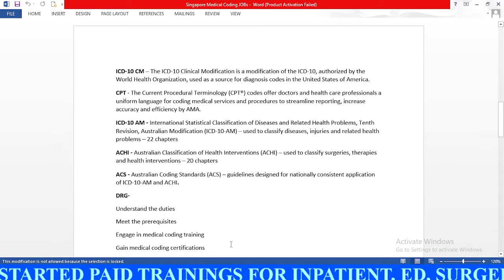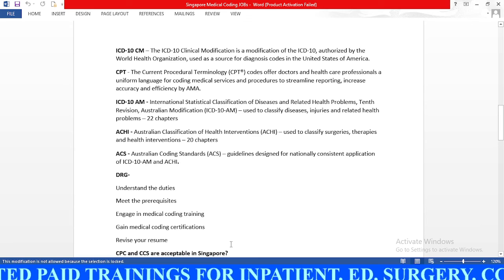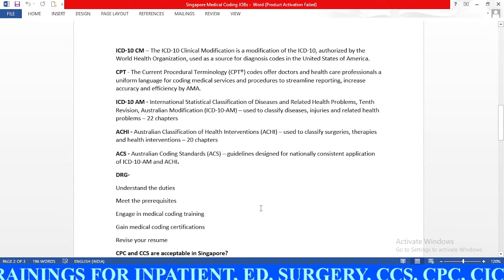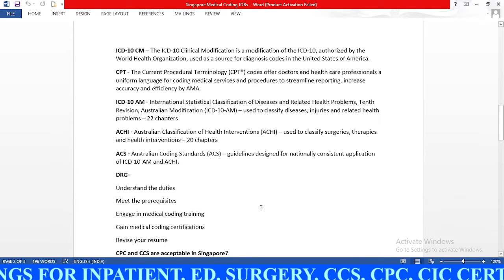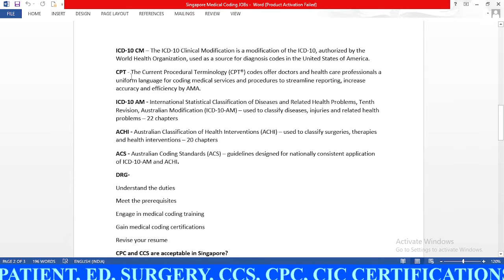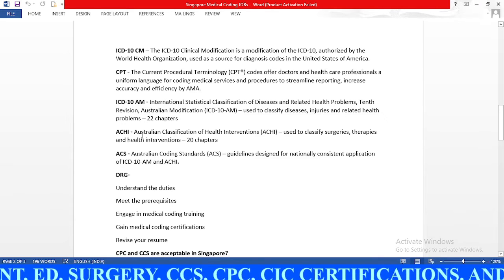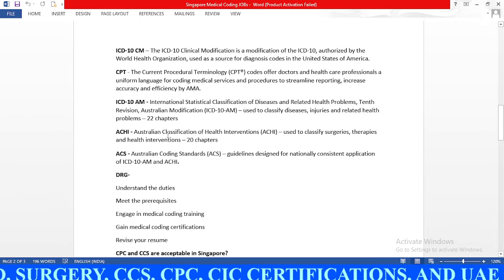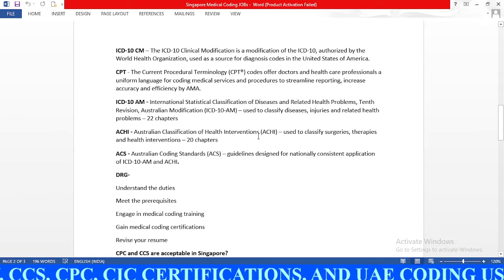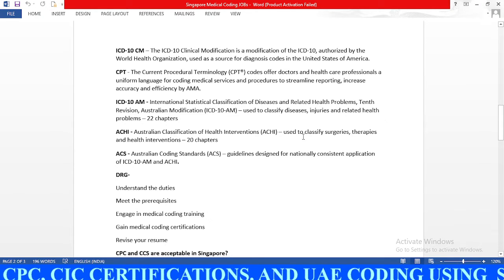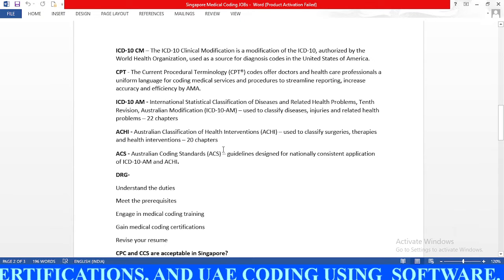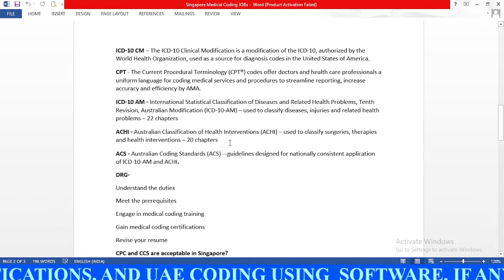Next one is ACHI, which is the Australian Classification of Health Interventions. In the US we use CPT, and in inpatient we use ICD-10-PCS for procedures. In Australian coding classification we use ACHI. Here, interventions means procedures. It is used to classify surgeries, therapies, and health interventions. ACHI has 20 chapters in total.